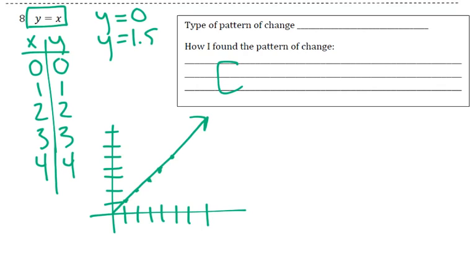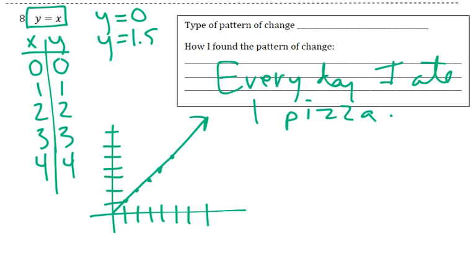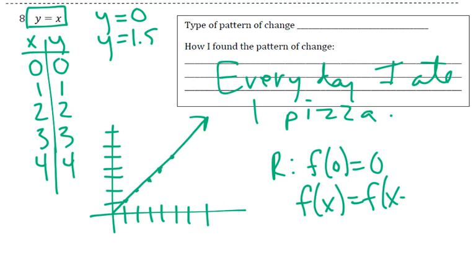Okay, could we come up with a story problem? Yeah. Every day I ate one pizza. Now, how many pizzas did I eat? Could we make a recursive equation? Yeah. F of 0 would equal 0. F of x would equal f of x minus 1, and then this is grown by adding 1, so plus 1.